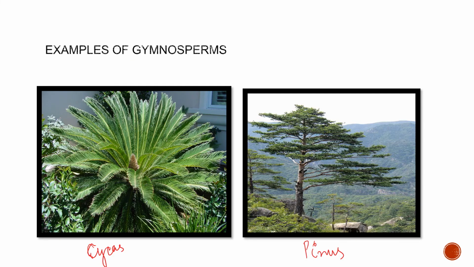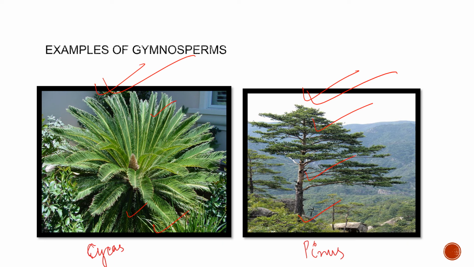Okay. Now the examples you can see here, this is Cycas and this is Pinus. So we can say that these are the main two examples of gymnosperms. In Cycas, we have seen that the body is differentiated into leaves, stem and roots. Here also leaves, stems and roots with a well-defined vascular system, and they are mainly present in the hilly areas where there is frequent snowfall.